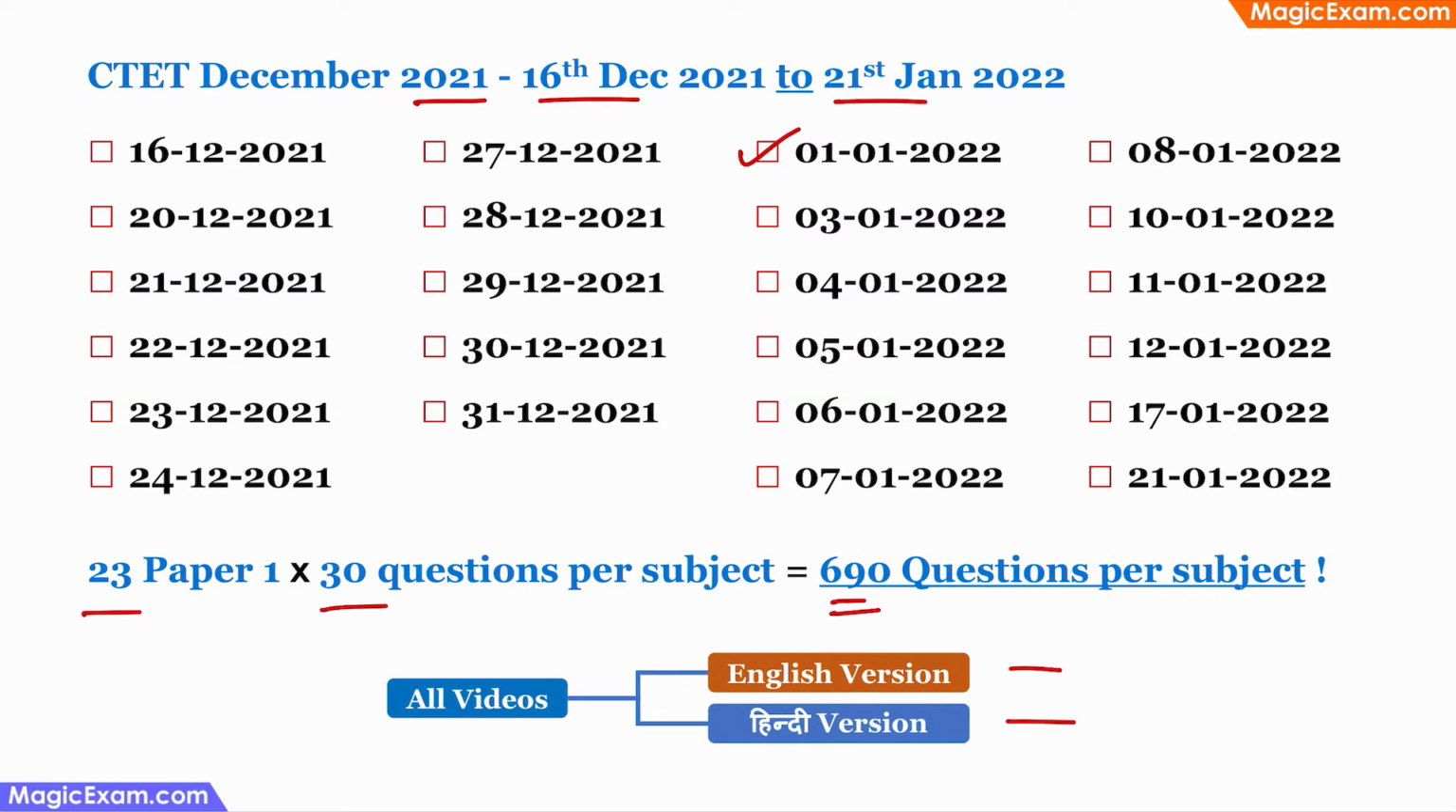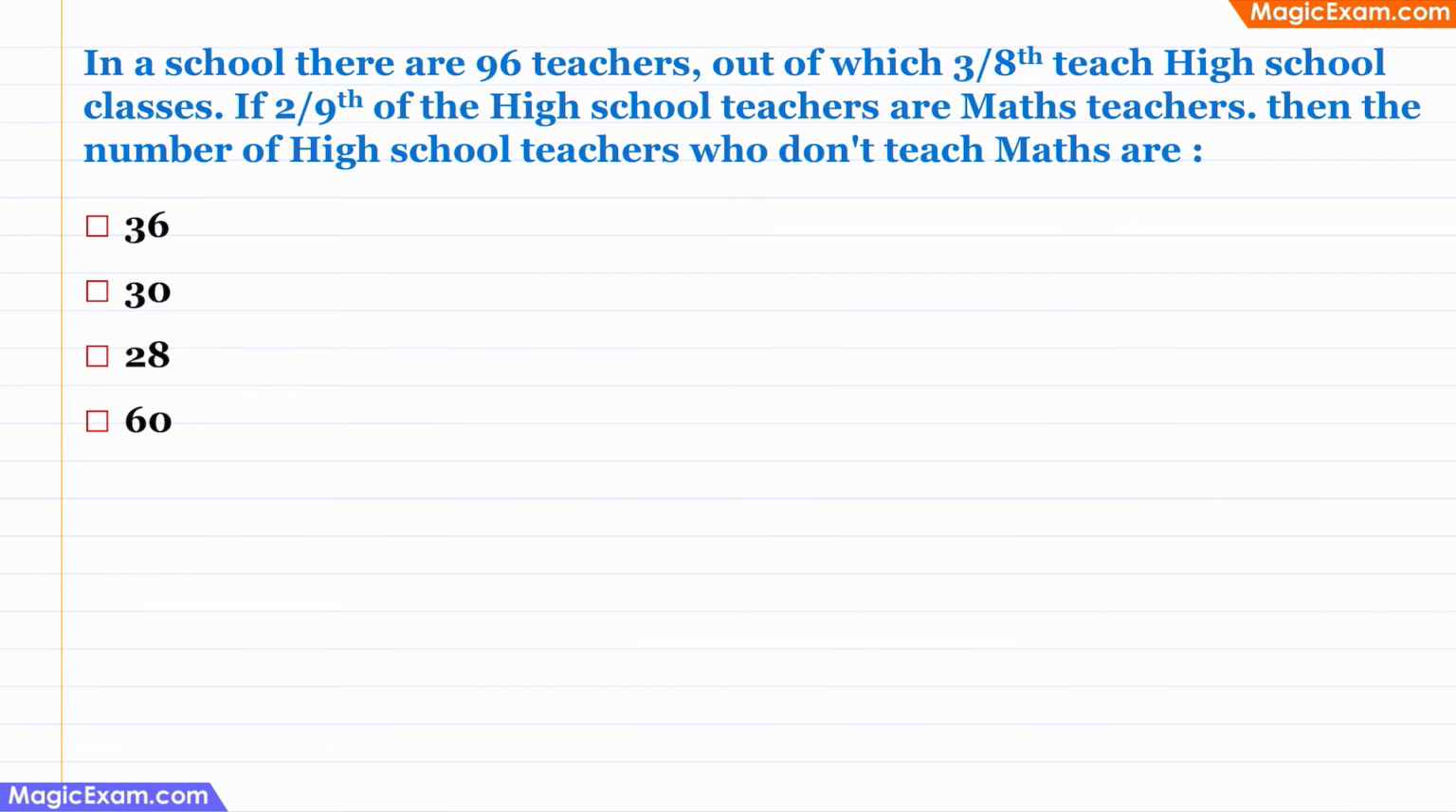So let's get started. In a school, there are 96 teachers, out of which 3 by 8 teach high school and 2 by 9th of the high school teachers are maths teachers. Then the number of high school teachers who don't teach maths are how many?